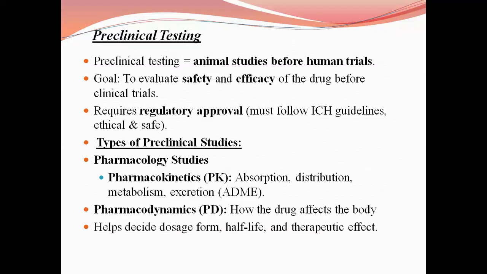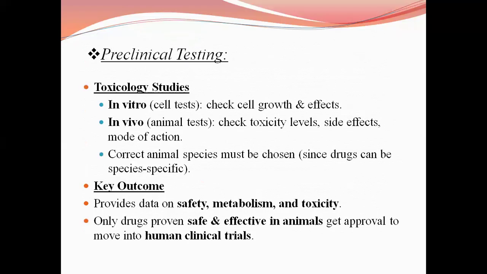जैसे कि आपने नाम सुना होगा, CPCSC गाइडलाइंस के हिसाब से गवर्नमेंट्स का अप्रूवल लिया जाता है कि how many animals we are taking in the preclinical study, and everything requires an approval, and it must follow the ICH guidelines, ethical and safe. Types of preclinical studies, जैसे कि pharmacological study in which the pharmacokinetic studies: absorption, distribution, metabolism and excretion, ADME, and pharmacodynamics, how the drug affects the body, help decide dosage form, half-life and therapeutic effects.